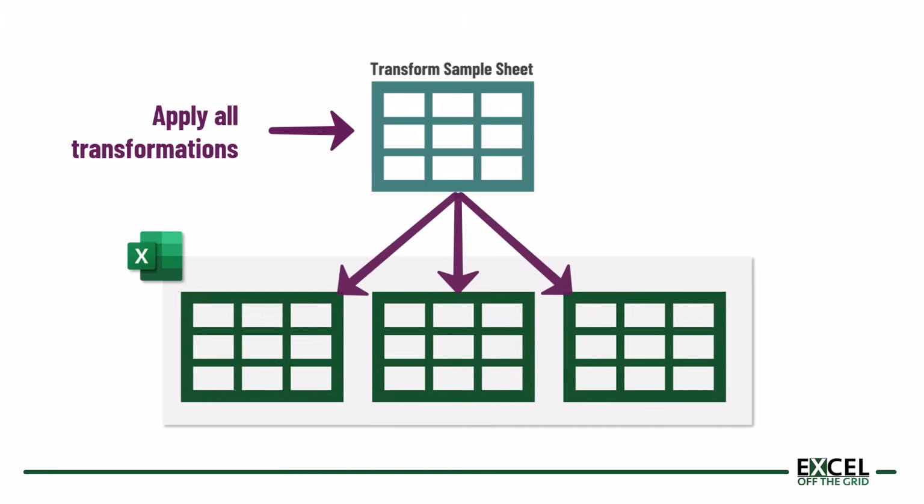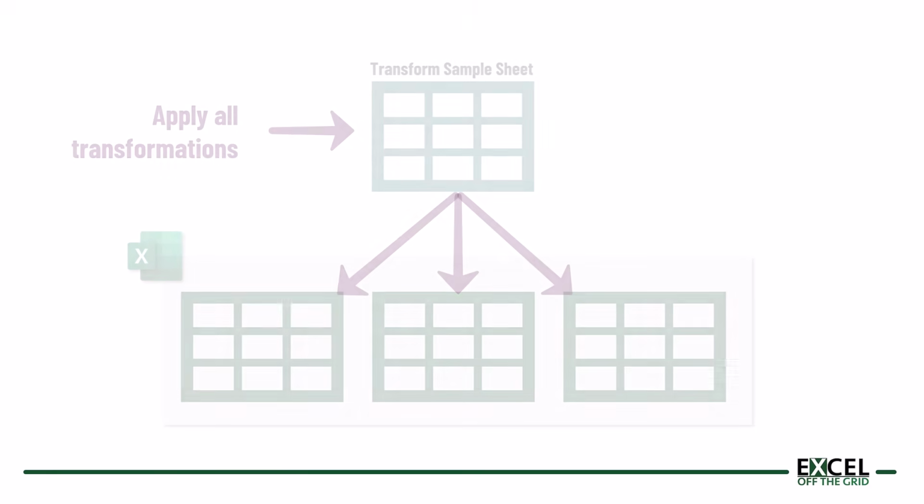Now, if we've got a workbook with multiple sheets to combine, wouldn't it be nice to have similar functionality? So if we had a transform sample sheet, we could apply any transformations in one place and it would apply them to all the other sheets before they're combined together. Well, that's what we're going to do in this video.